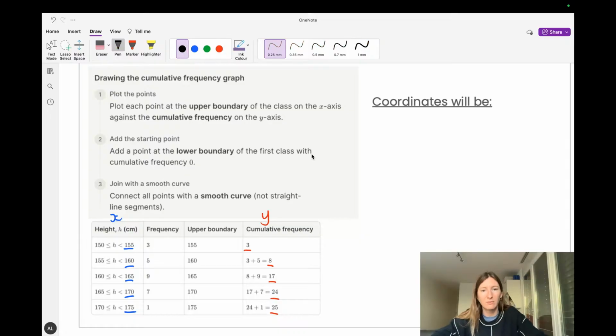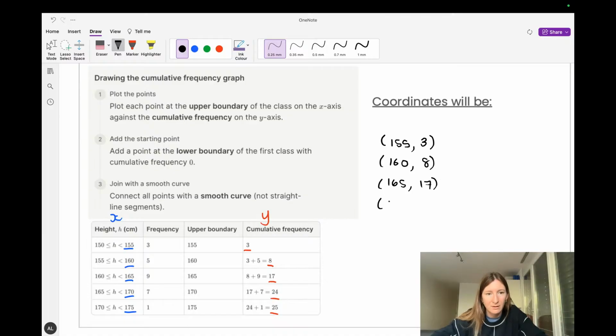So for my coordinates, I'm going to have 155 and 3. I'm going to have 160 and 8. And 165 going up in 5s each time, 17. 170 and 24. 175 and 25. So these are my coordinates.